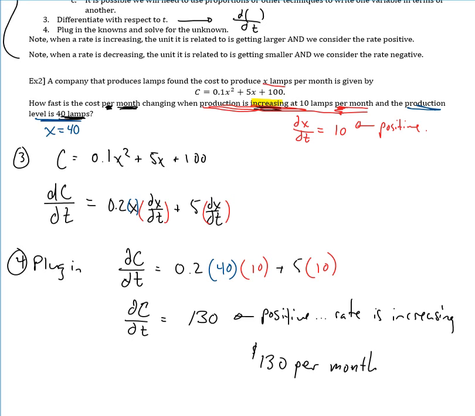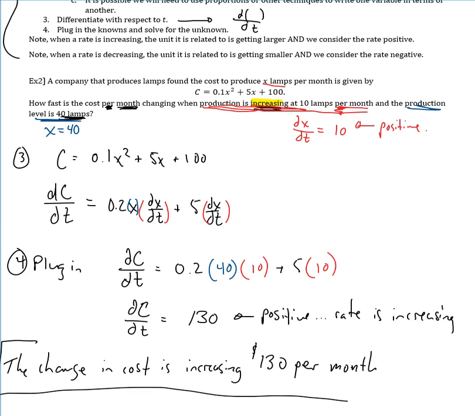Okay, so let's fix that. The change in cost is increasing at $130 per month. And that's it. I guess you could add when x equals 40 and dx/dt is 10, but let's just say it like this. This is fine. The change in cost is increasing $130 per month. That's how we interpret it.